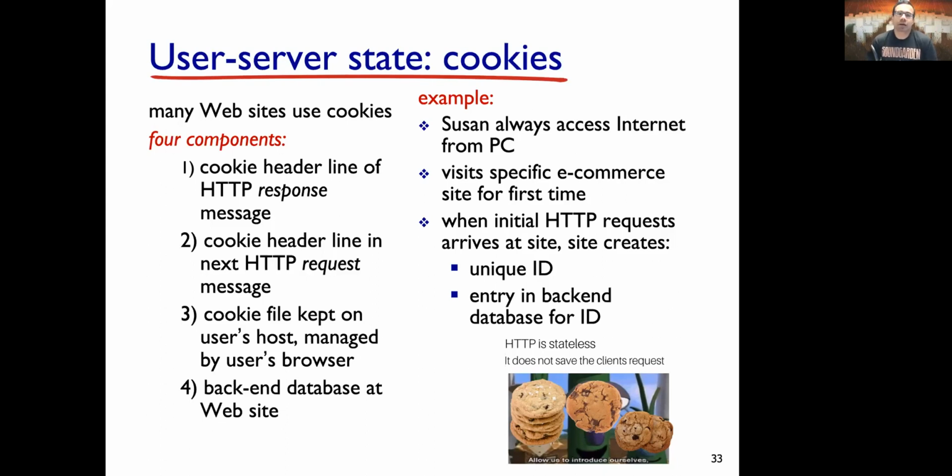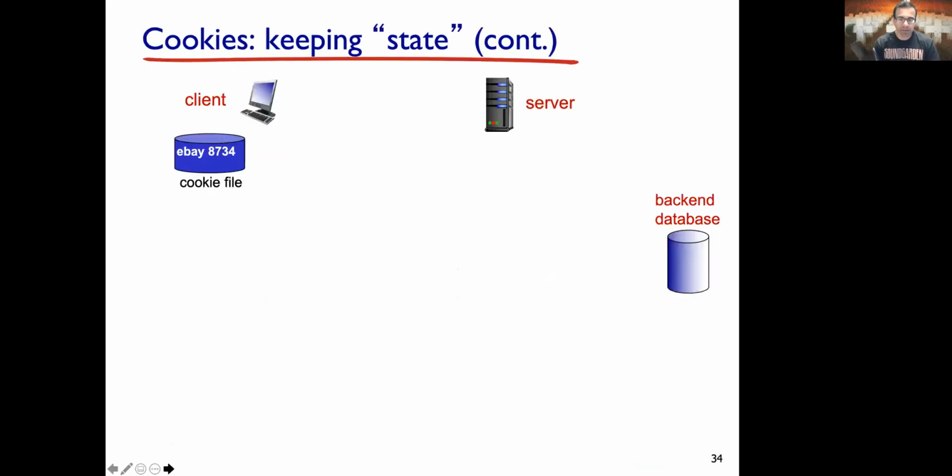So there are 4 components involved when cookies are being used. There are some extra headers that are included in both the HTTP request and response messages. There's a cookie file maintained in the browser of the user, and also a backend database maintained by the web server that's keeping track of all these cookies. So let me show you a simple example. In fact, there's a picture on the next slide, which makes it more clear. So these are the 4 components, right?